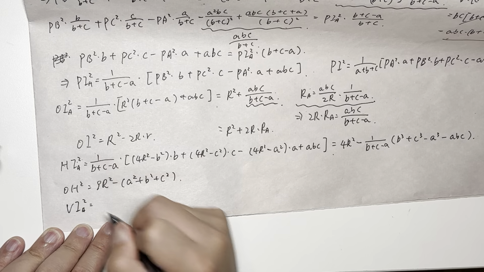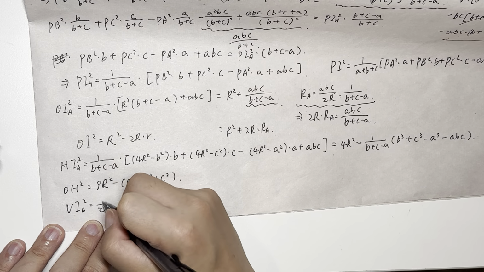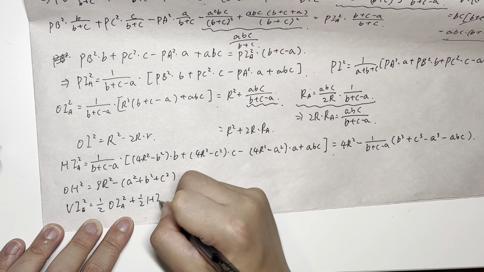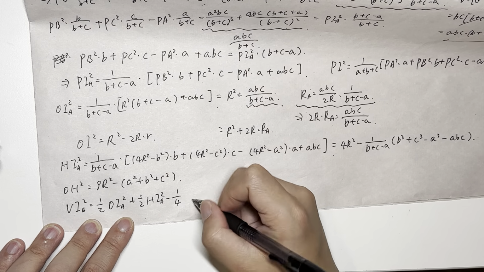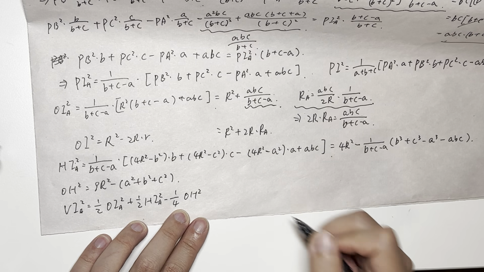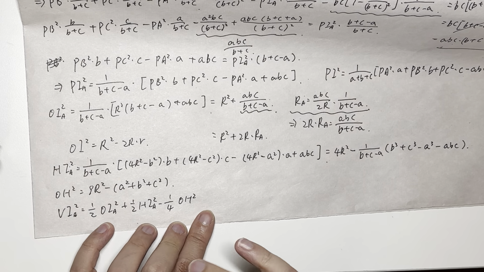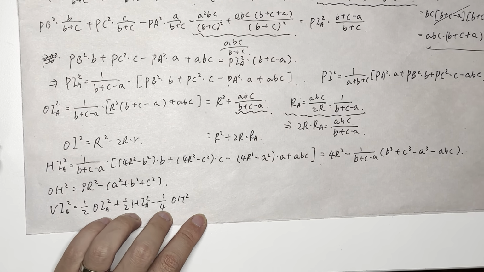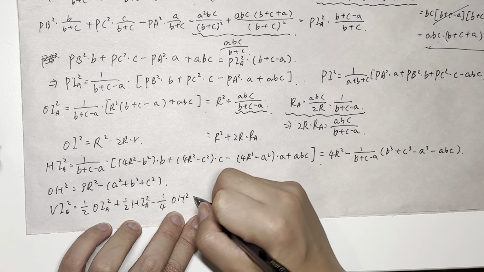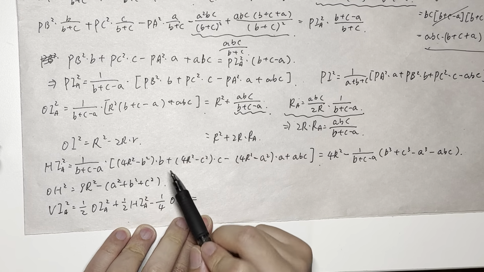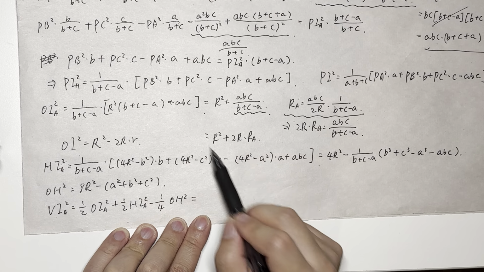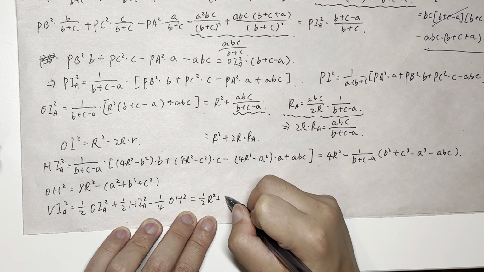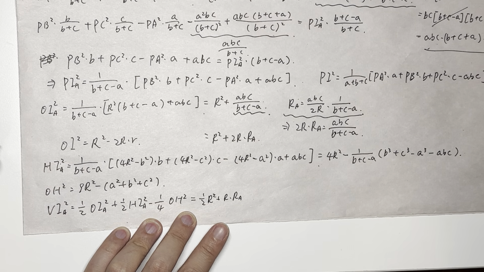So VIA squared would be half of OIA squared plus half of HIA squared minus 1/4 of OH squared, right? It's just the same idea as what we calculated before. It equals half of this, right? That is half R squared plus R times RA.